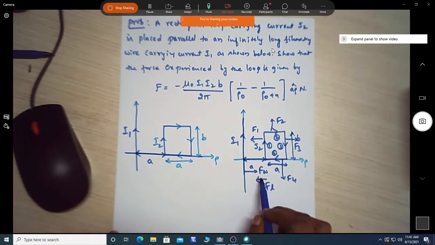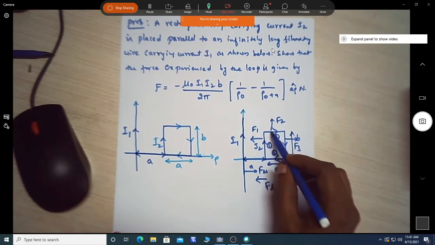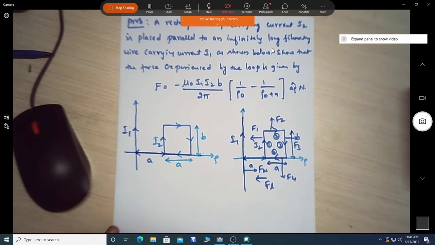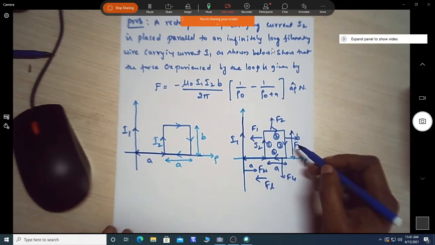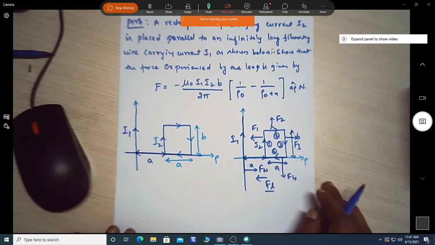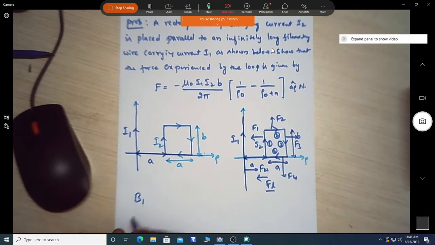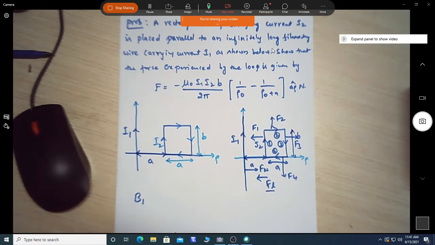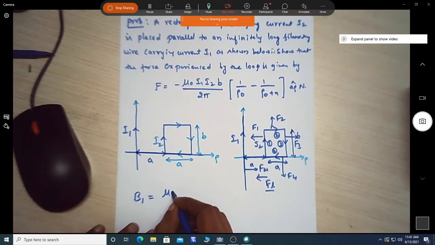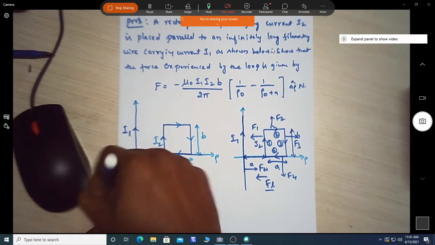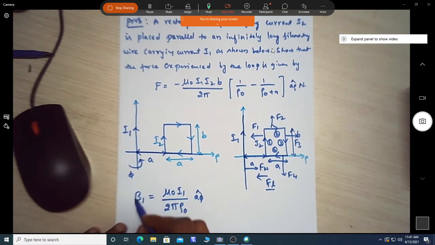Now F1 to F4 are the forces exerted on the sides of the loop. The total force F1 to F4 we can treat as the force due to the loop. Now we can see the magnetic field B due to the infinitely long current carrying element, which we have already calculated, given by mu naught I1 divided by 2 pi rho naught, into a phi. This is the magnetic field, in the phi direction. This we have already seen.